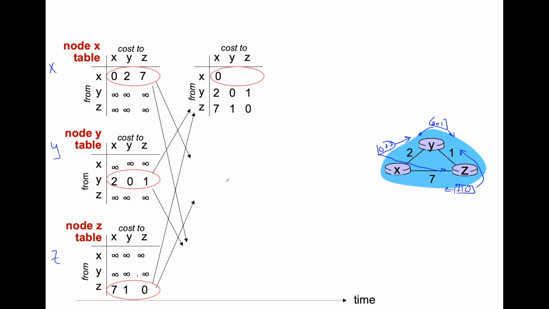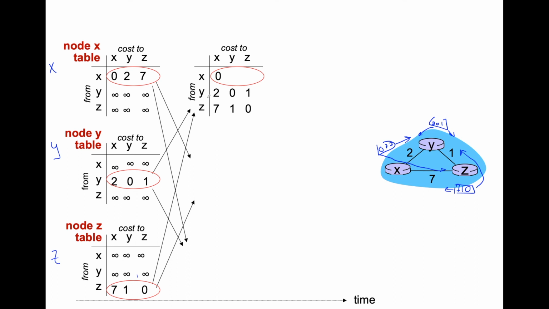It's really, really important to understand for this network what this update is and how you arrive upon it. So let's take a look. So node X gets the distance vector from Y. It gets that 2, 0, 1.